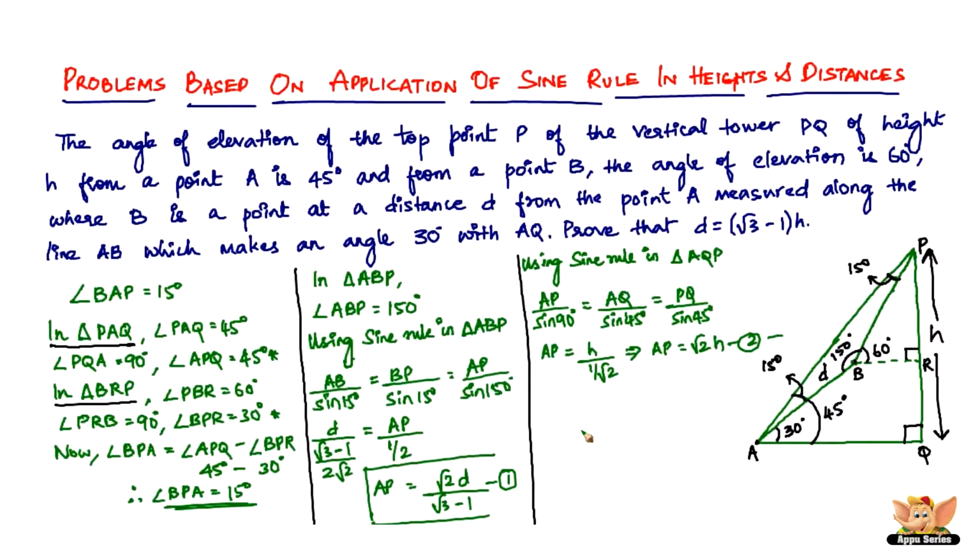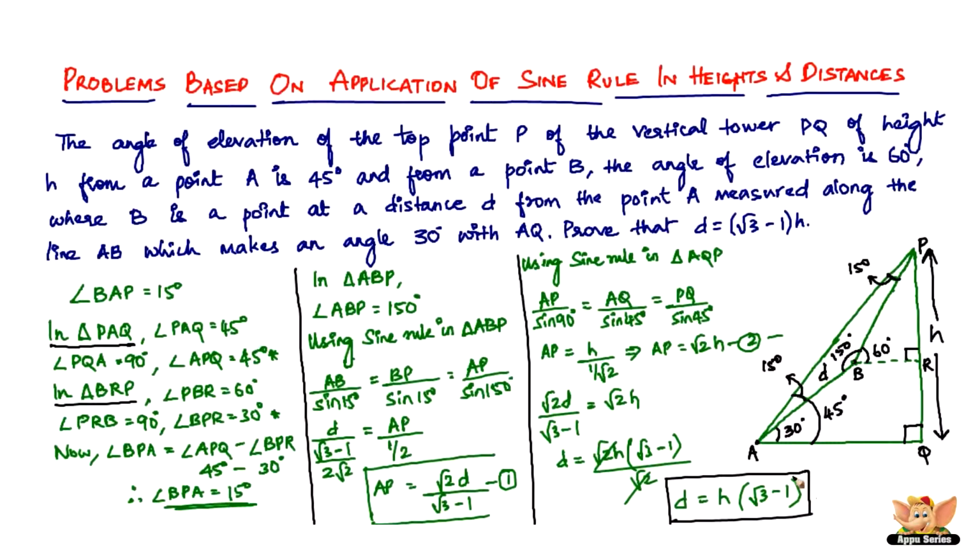Now looking at 1 and 2, both are AP. Here AP is equal to this, here AP is equal to this. So equate these two now. All you have to do is root 2 D divided by root 3 minus 1 equals root 2 H. So keep D on the left hand side and push everything else to the right hand side. So D equals root 2 H into root 3 minus 1 divided by root 2. The root 2 gets cancelled. All you've got left is D equals H into root 3 minus 1.